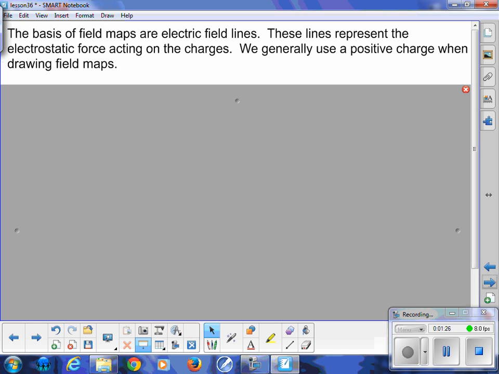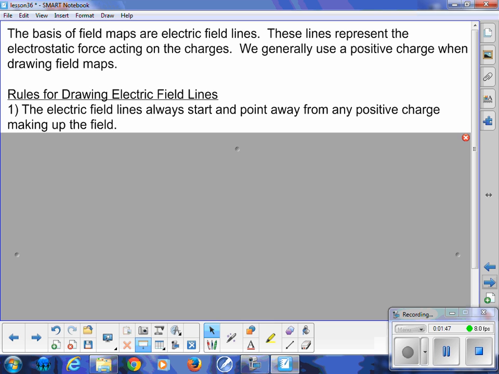So the basis of field maps and electric field lines. These lines represent that electrostatic force. So it's the same as the gravitational lines. But here are some of the rules when you're drawing them. So we're talking about positive. We generally start or assume we have a positive charge when we draw our field maps. So what's that mean? So our rules.